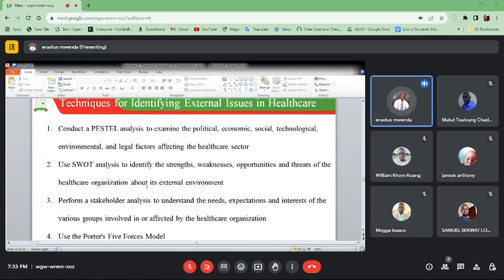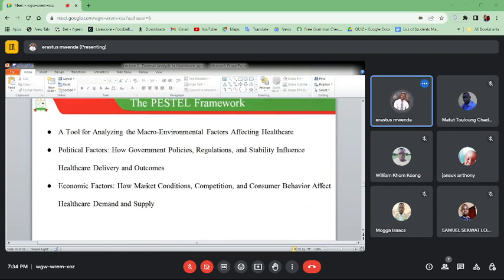And then finally, we could use a technique we call the Porter's 5-force model, which we will be discussing in the next few slides. So the PESTEL framework is what we had looked at as number one. This one will analyze the macro environment factors, the external factors. For example, the political factors. We have had discussions around these ones. Government policies, what are the regulations around healthcare, stability, influence in healthcare delivery.